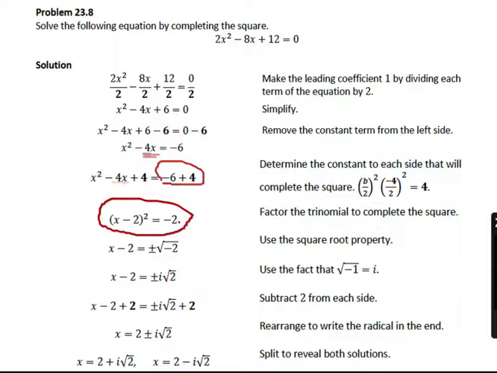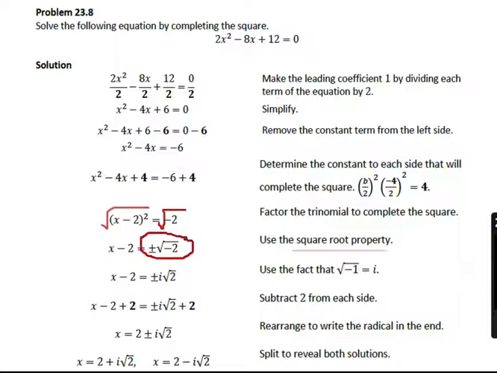We have the square of something equals a number, so we will use the square root property. When we take the square root of each side, we will get x minus 2 on the left, and we will get plus or minus square root of negative 2 on the right. So the square root of negative 2 can be written as i times square root of 2. Okay, so we can just split square root of negative 2 as square root of 2 times negative 1. So square root of negative 1 is i, and square root of 2 will stay as square root of 2.